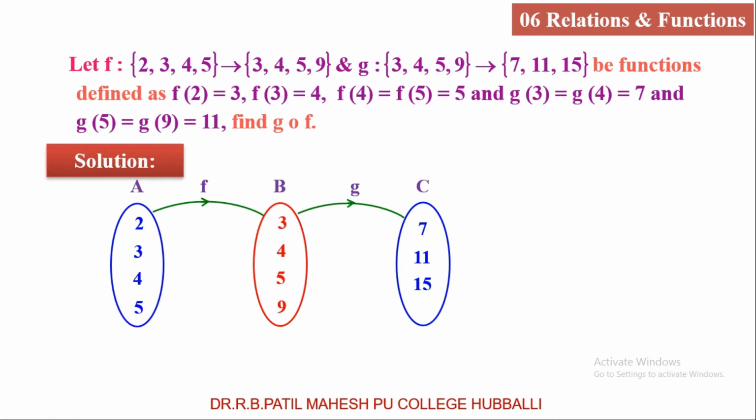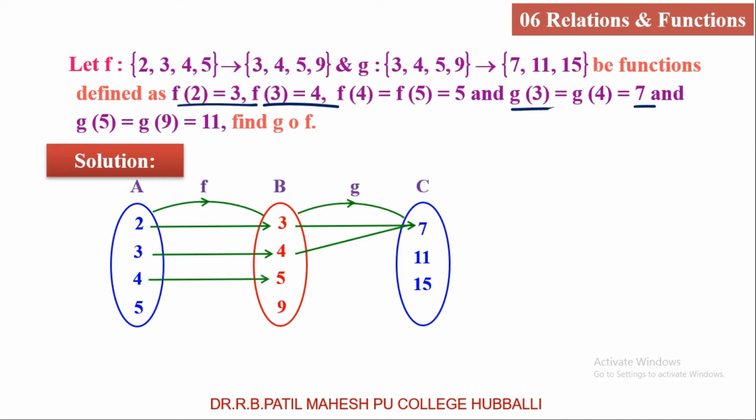Now let me take it clearly. I explained 2 is related to 3 because f of 2 is equal to 3. 3 is related to 7 because you can see g of 3 is equal to 7. Next, come back to the function f. 3 is related to 4 because f of 3 is equal to 4. And g of 4 is also 7, 4 is related to 7. f of 4 is equal to 5, so 4 is related to 5. 5 is related to 11 because g of 5 is 11.